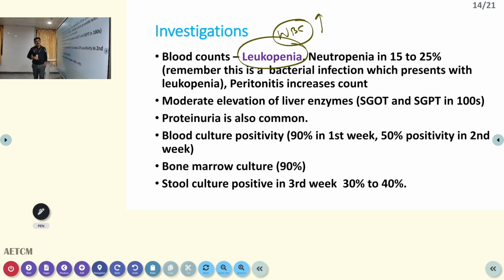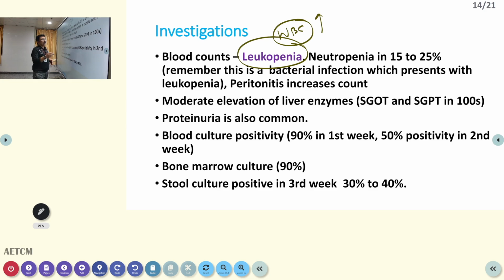But this is one condition where WBC counts are normal or low in a bacterial infection. Even in leptospirosis, you see a similar picture. You can get a normal WBC count, or sometimes it can be low. But here you can see normal blood count or even neutropenia can occur in this type of patient. So that is very important.